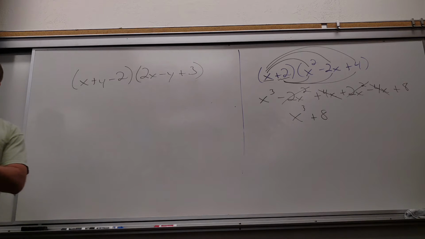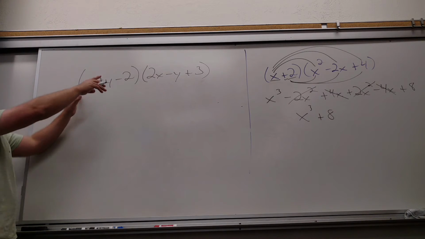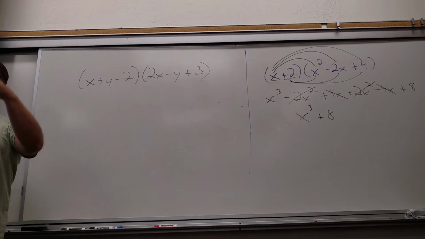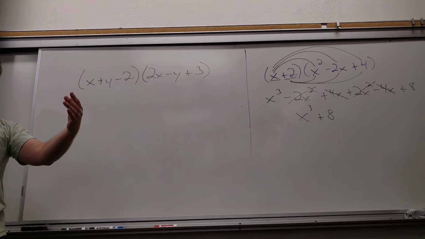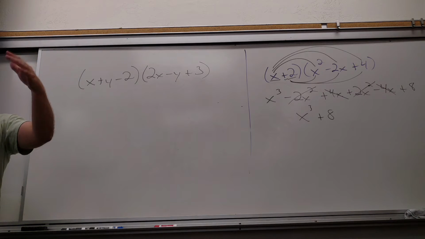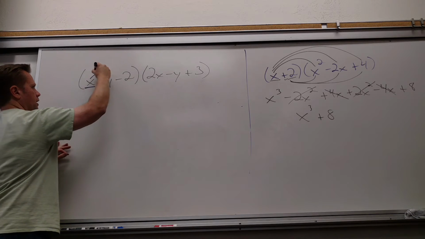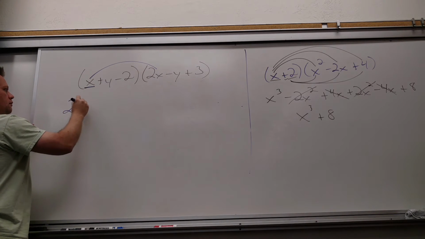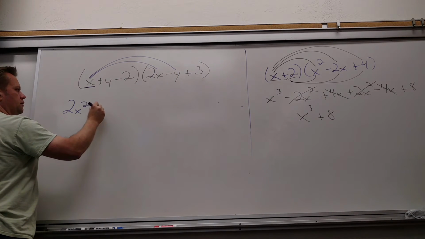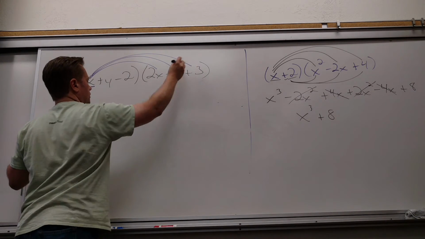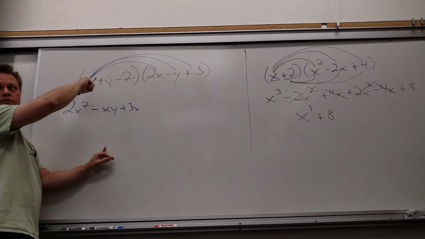Alright. You guys should be close to them. I mean, there's a couple variables in here, right? So you should expect it to not have a lot of like terms. What do I get? Now the x gets a turn. So forget these guys for right now. So x times 2x. 2x squared. X times negative y. Negative xy. And x times 3. 3x. All right, so the x is done.